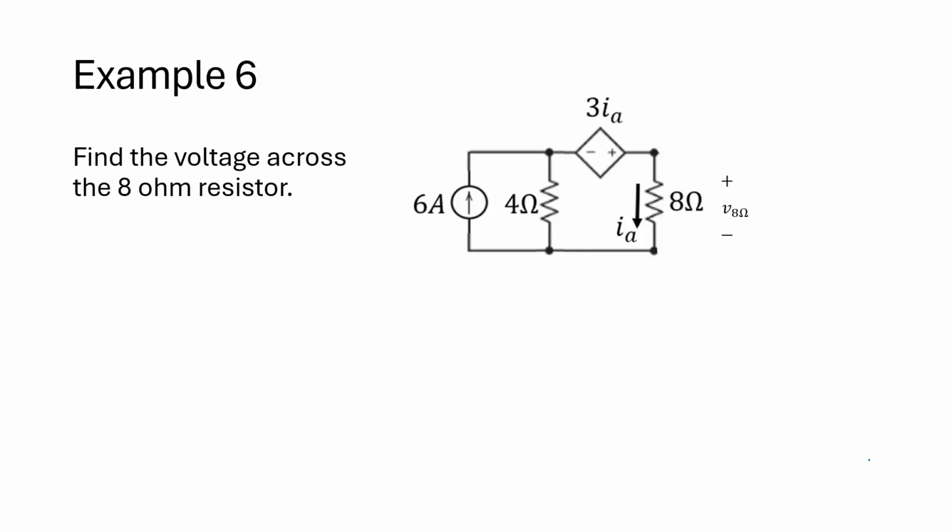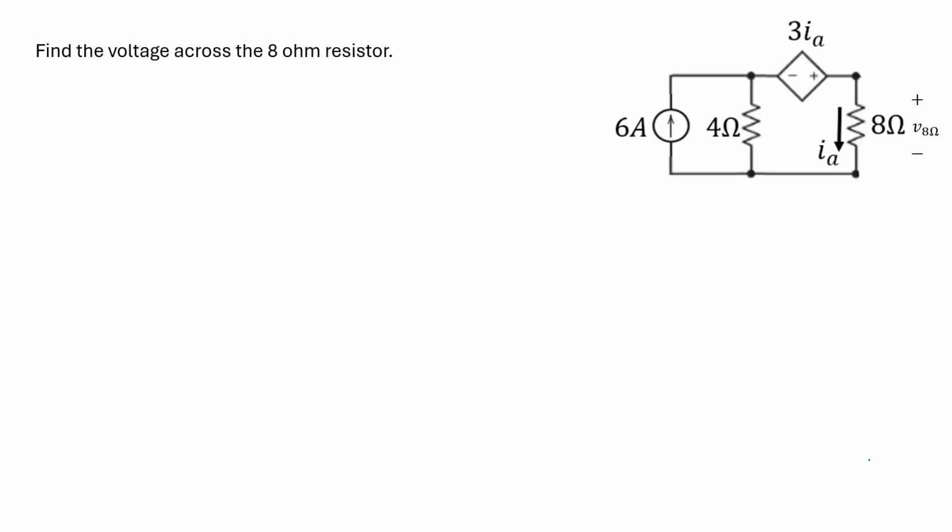So example 6 is similar to an old exam question which I had given in the past. In this question, we're trying to find the voltage across the 8 ohm resistor. Let's give this a try. So you'll notice, hopefully right away, that we actually have a supernode in this question. And so let's go ahead and do node analysis with a supernode.